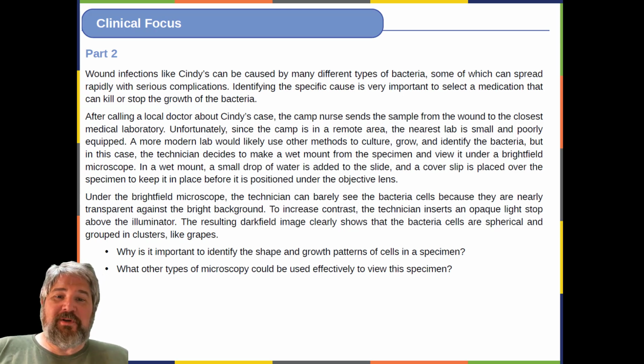Why is it important to identify the shape and growth patterns of cells in a specimen? What other types of microscopy could be used to effectively view this specimen?